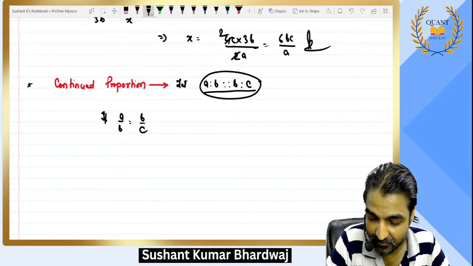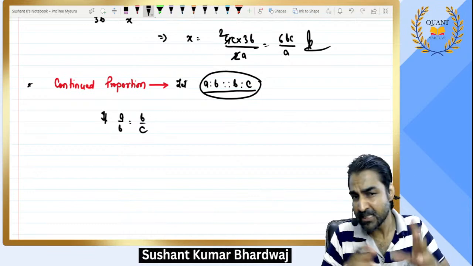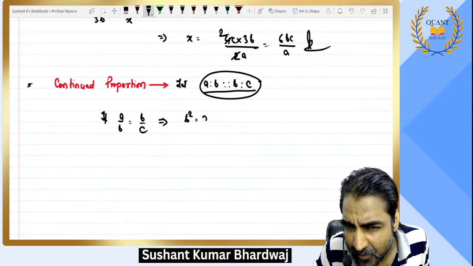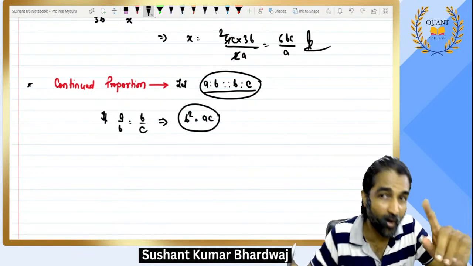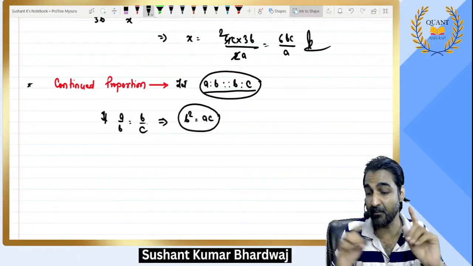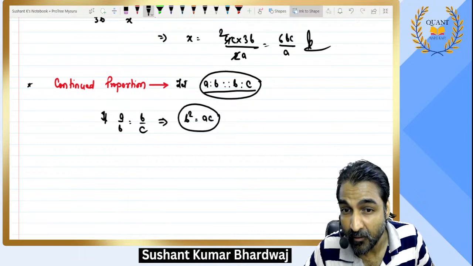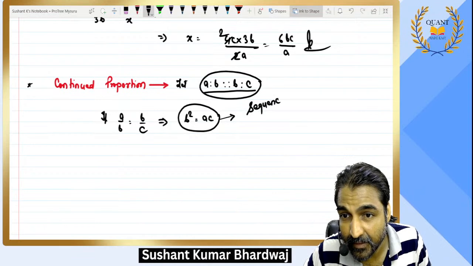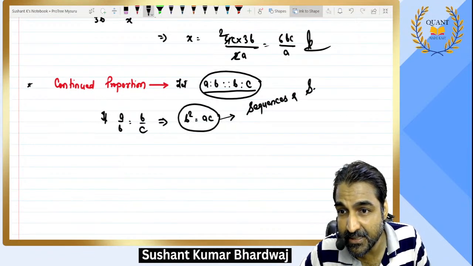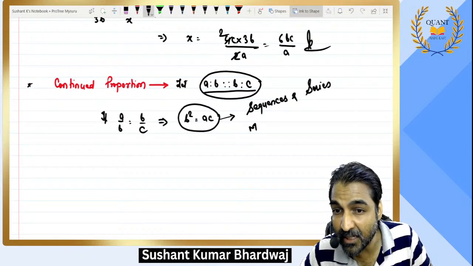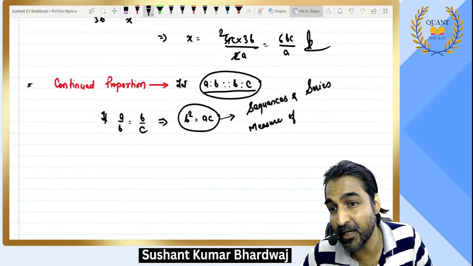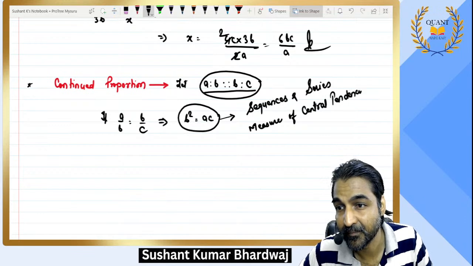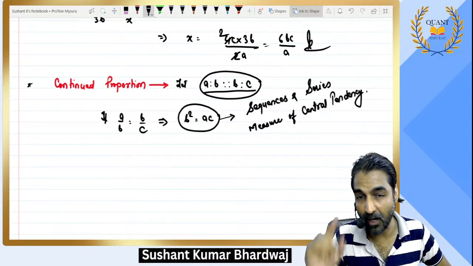So now, suppose this implies B square is equal to AC. And remember, this is a very important concept. Remember it every time: B square equals AC. We will discuss it in sequences and series, and in measure of central tendency in statistics. Clear? Okay.